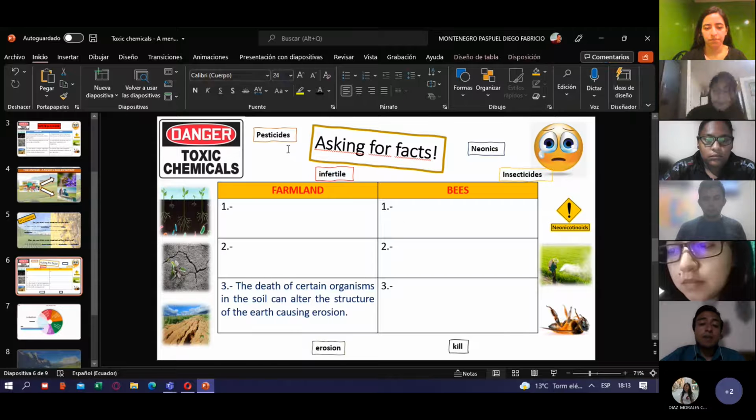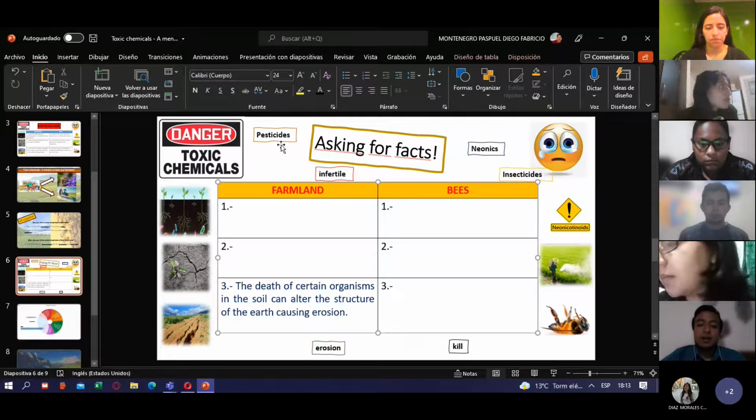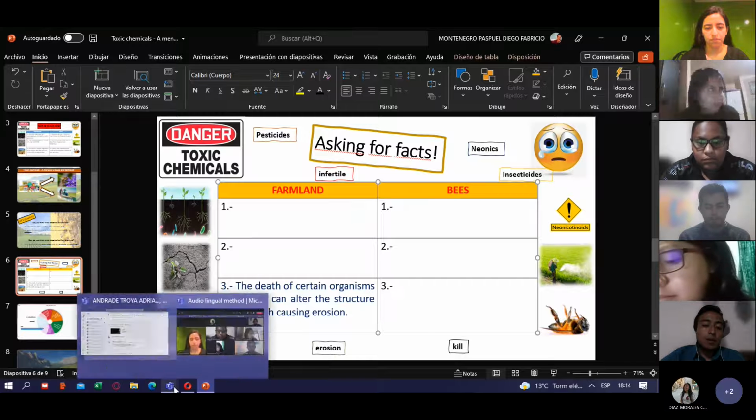So please see the keywords. We have pesticides, infertile, neonics, insecticides, erosion, and kill. Please see all the pictures on the left and on the right.